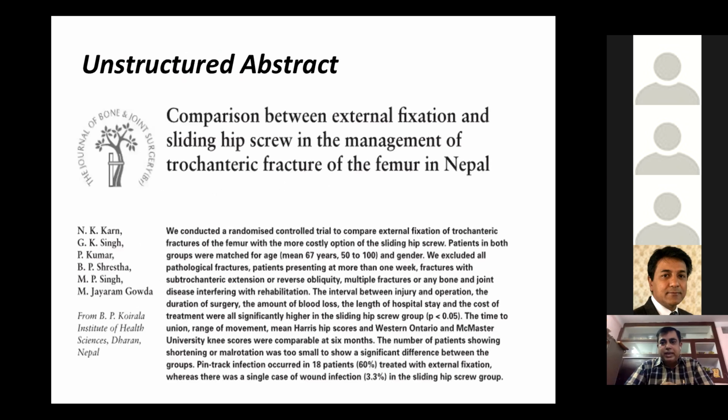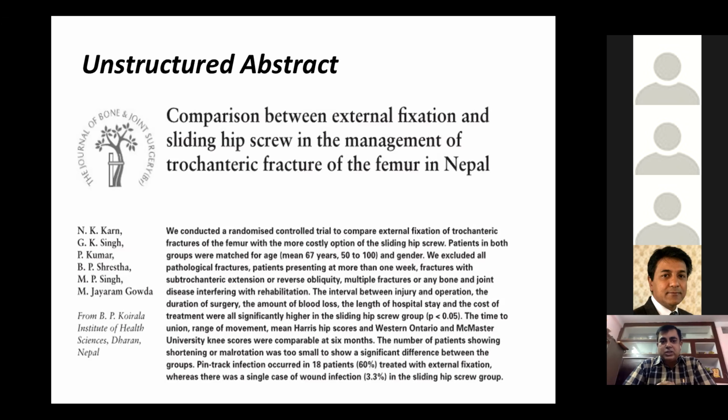In one example here, you can see the different sections are not divided. Again, the word limit is very tight here, so you have to be very careful. Each and every sentence should give maximum information. In that way, you have to write. One example is from my own paper: the comparison between external fixation and the sliding hip screw in the management of trochanteric fracture of femur in Nepal.